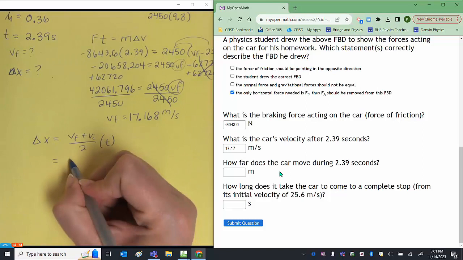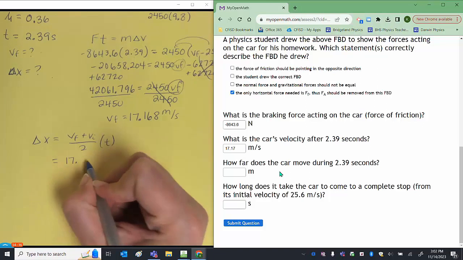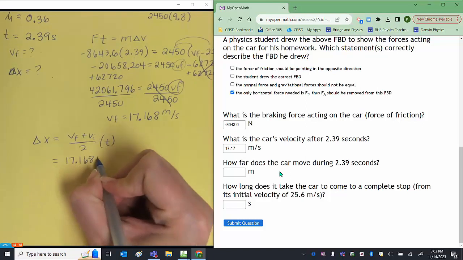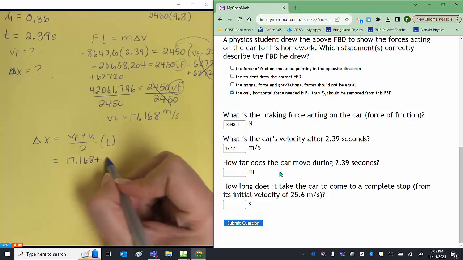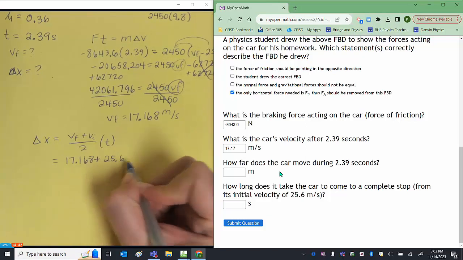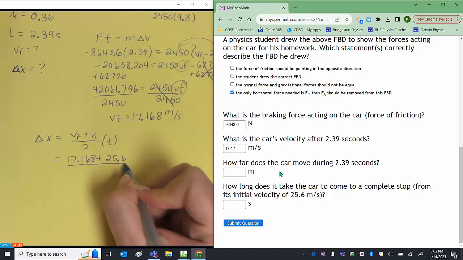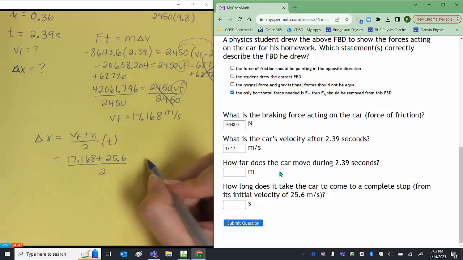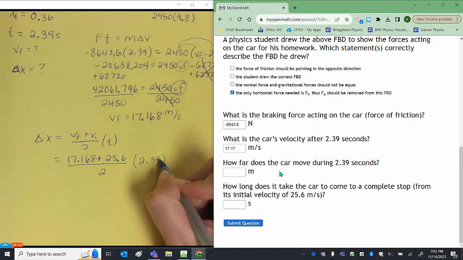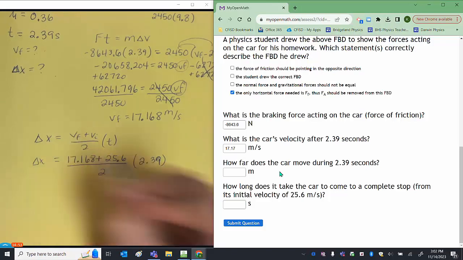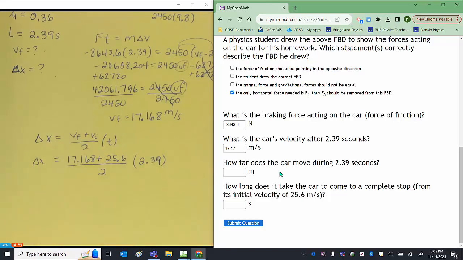So I'm going to take my previous answer, 17.168. I'm going to add to it my initial velocity, which was 25.6. We're going to divide that by 2 to get our average velocity for the time period that is 2.39 seconds long. And that will give us our displacement. So let's go ahead and put this in the calculator.